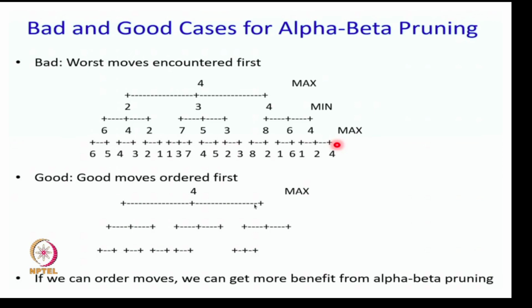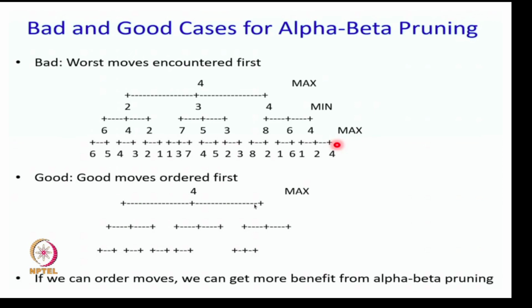Now we'll try to understand what are the good scenario and bad scenario for alpha beta pruning. Will it work every time? Will it give effectiveness in every situation? Answer is no. It depends on the problem itself. In every situation it will not give you the effectiveness.